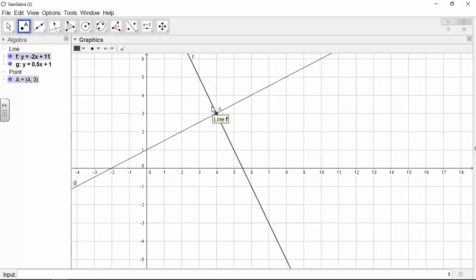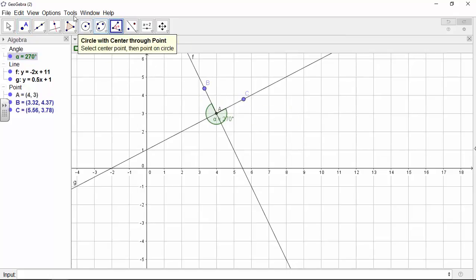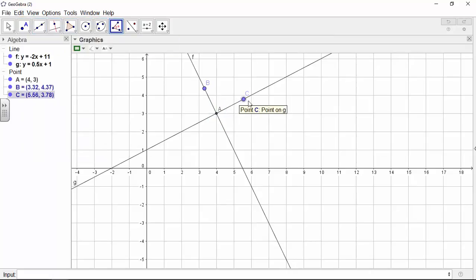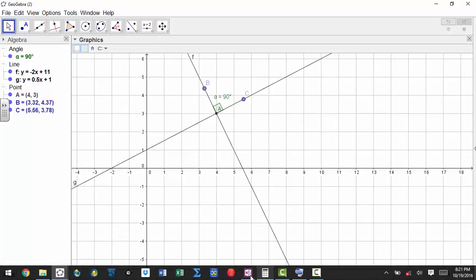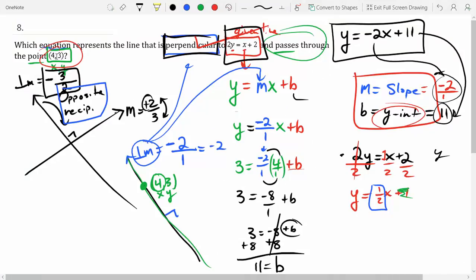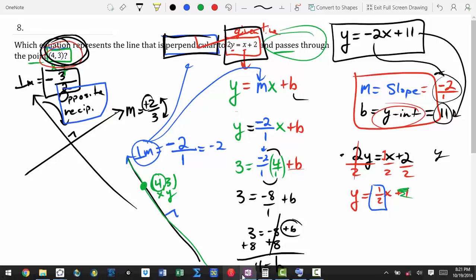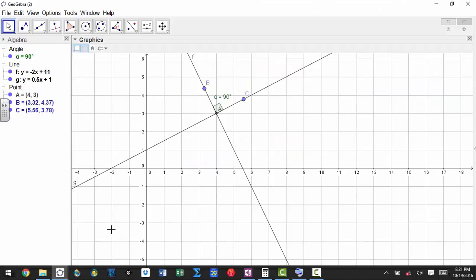And if I were to measure that angle, you can see it really is a 90-degree angle. And we can double check. Does this line really pass through 4, 3? If I go back to that graph there, I can see the point 4, 3 is in fact right there. It does go through that point 4, 3.